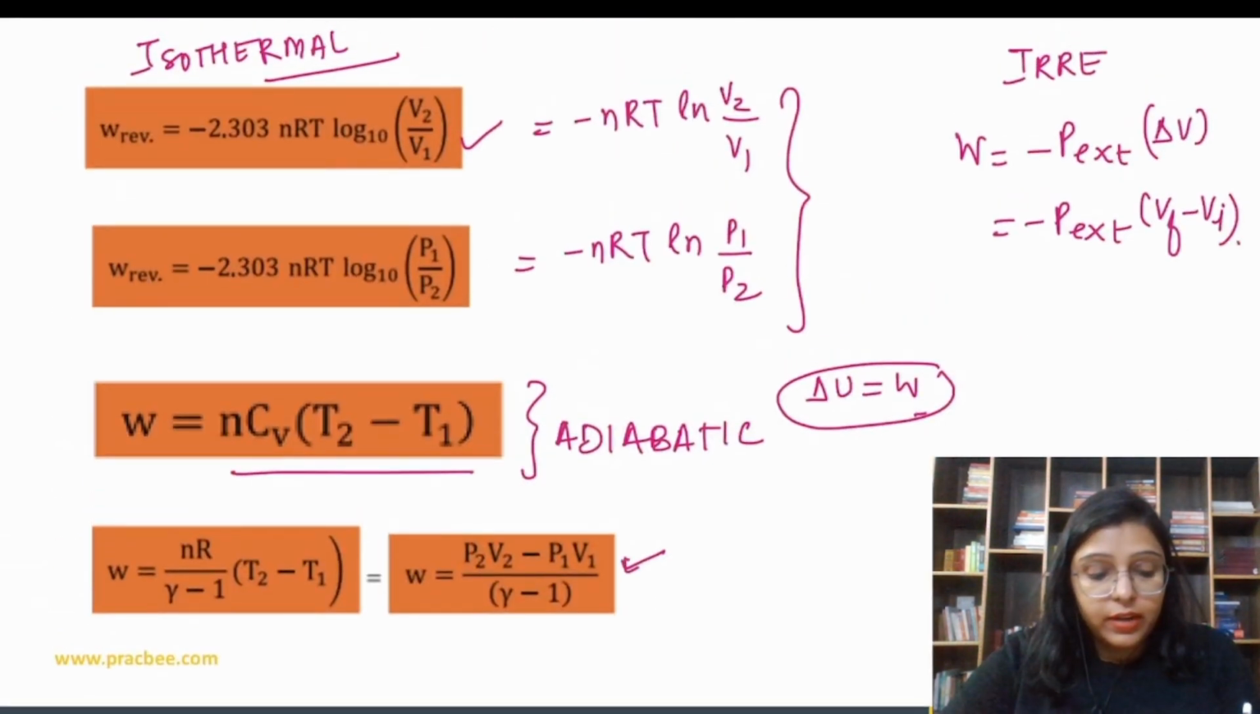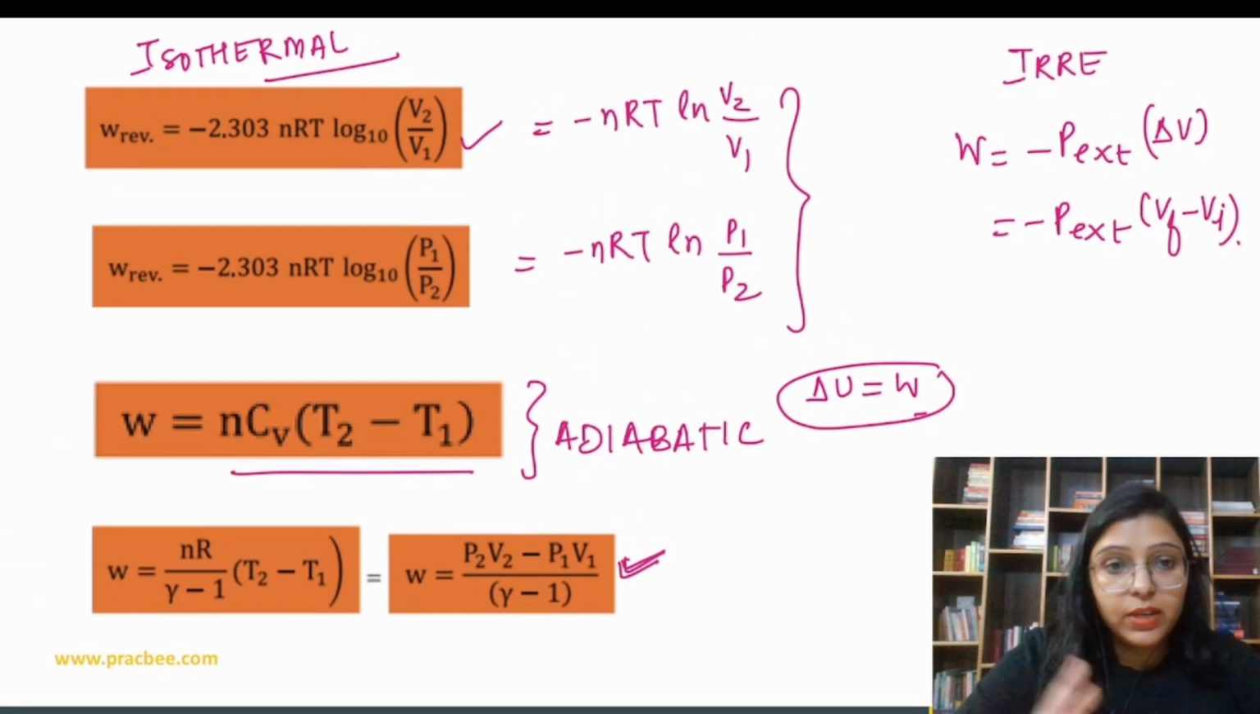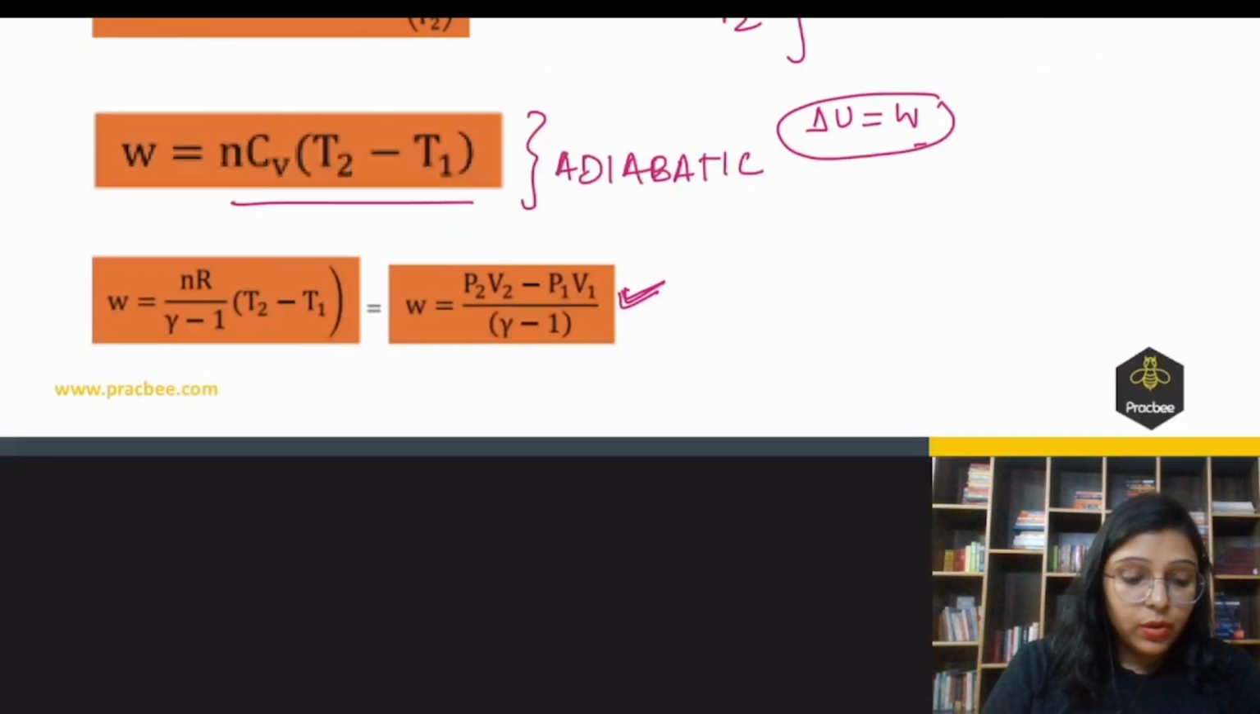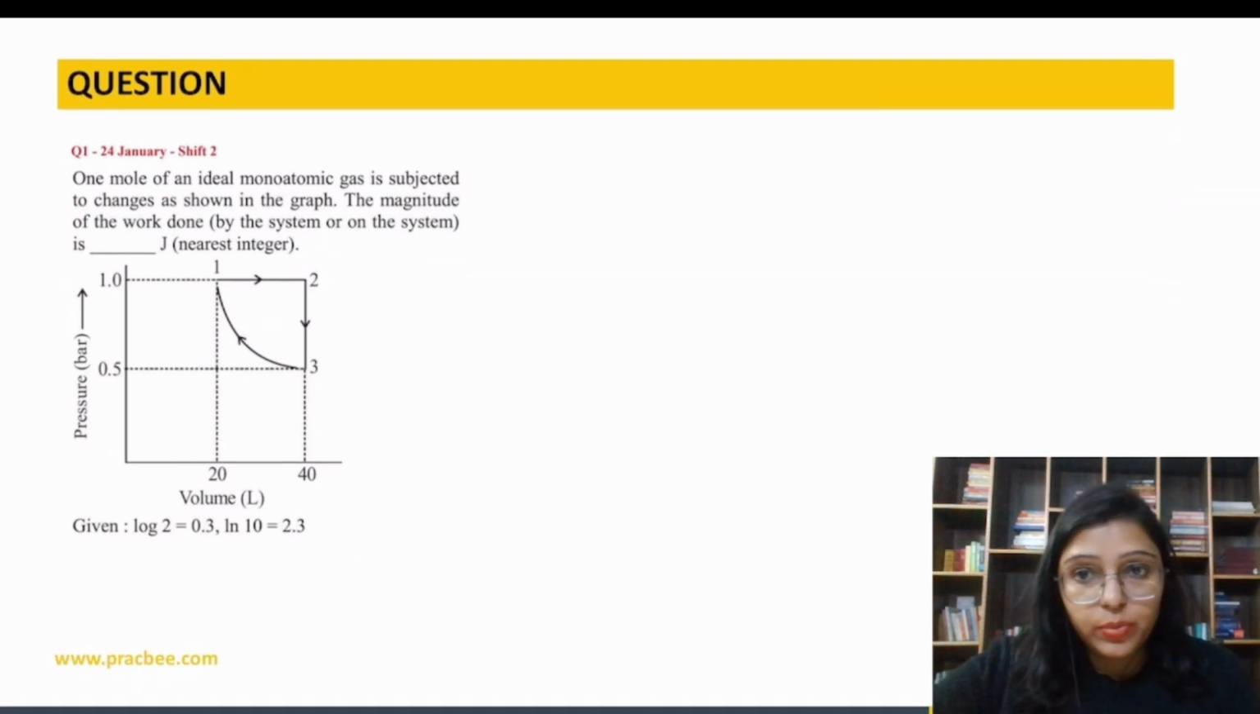Right, so we can find out the work for an adiabatic process by using this formula: (P2 V2 minus P1 V1) upon (gamma minus 1), or nR upon (gamma minus 1) times (T2 minus T1). So which formula you have to use is completely based upon the question. Okay, so let's start doing the questions.